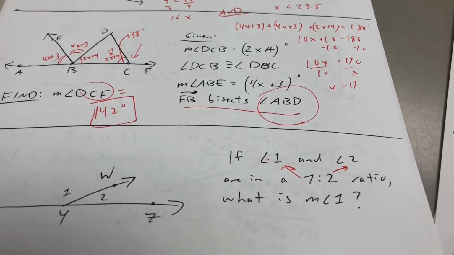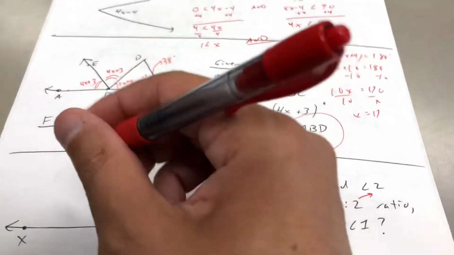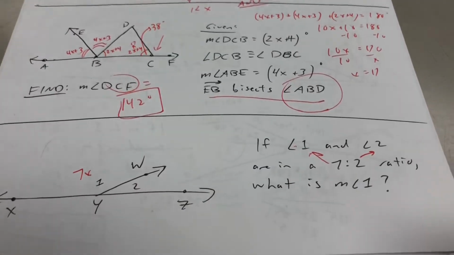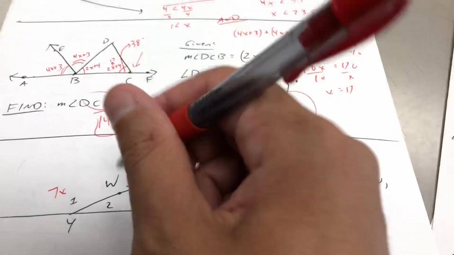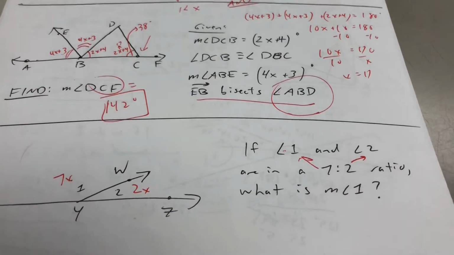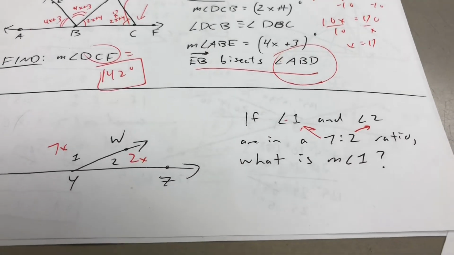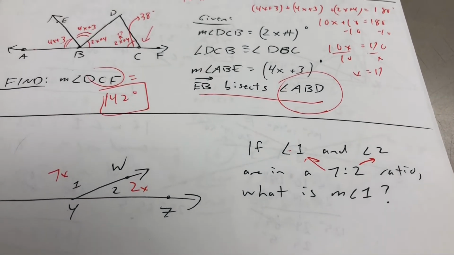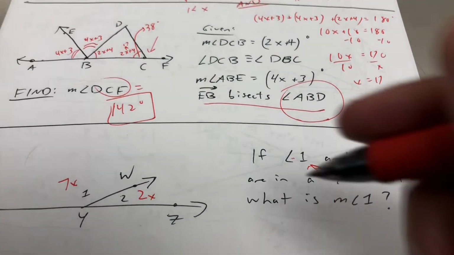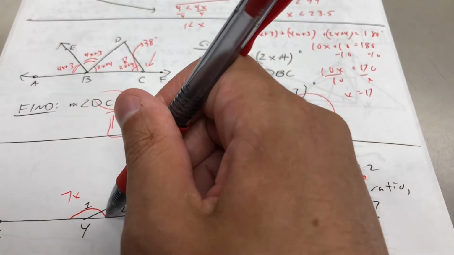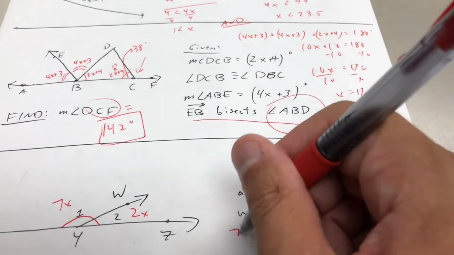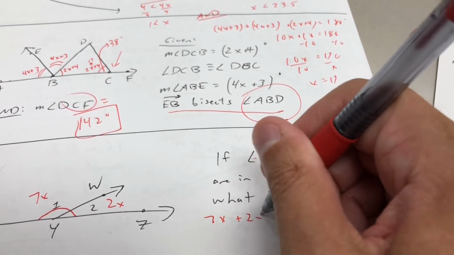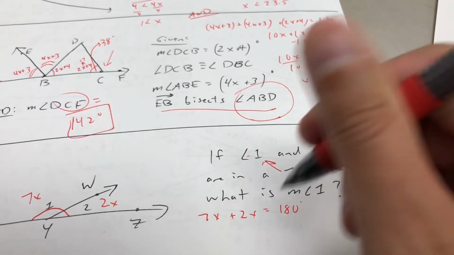So the way I prefer to do this is just to say I have 7 parts of the same size going with angle 1. I'll call that 7x. And I have 2 parts at the same size going with angle 2. And same kind of thing, I've got to ask myself, do I have things that are equal or that add up to a total? They didn't tell me the angle is being bisected. They didn't say those angles are congruent. But I do know that those two angles are going to go together to make a straight angle. So 7x plus 2x is going to be equal to 180 degrees.